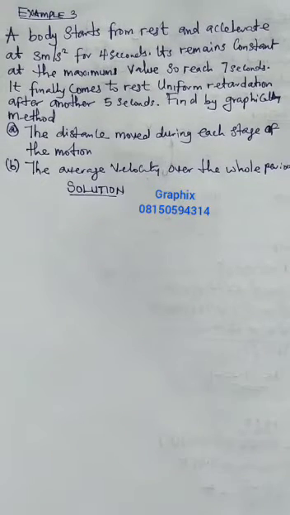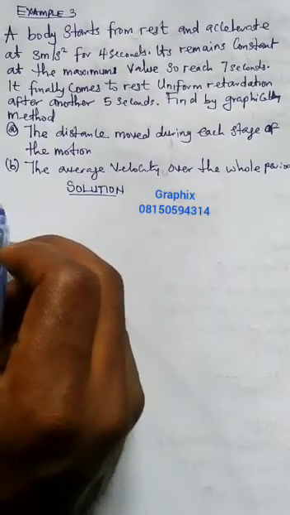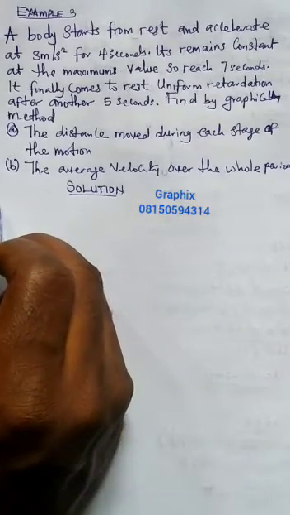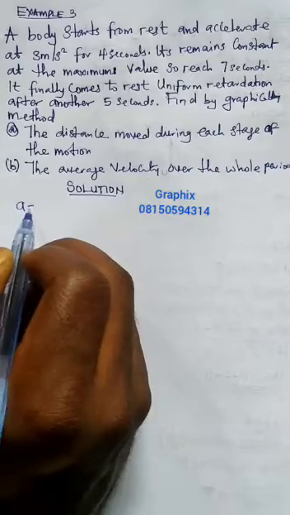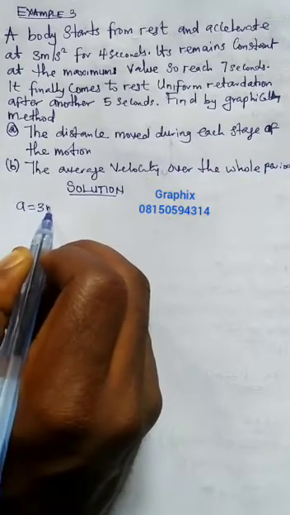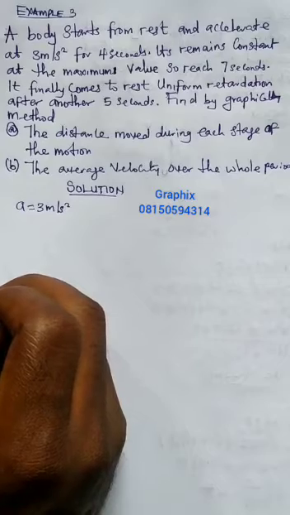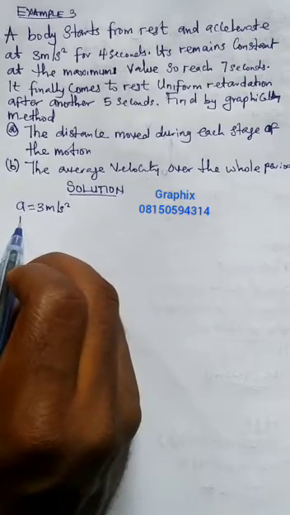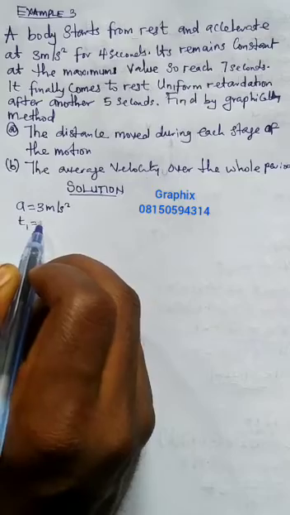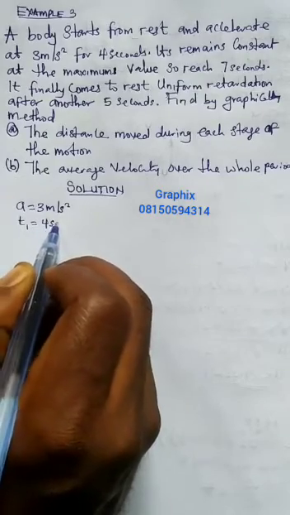Today we'll be taking another example on motion. It says a body starts from rest and accelerates at 3 meters per second squared. Now, our first one: A is equal to what? 3 meters per second squared, altogether for 4 seconds. My T1 is equal to what? 4 seconds.